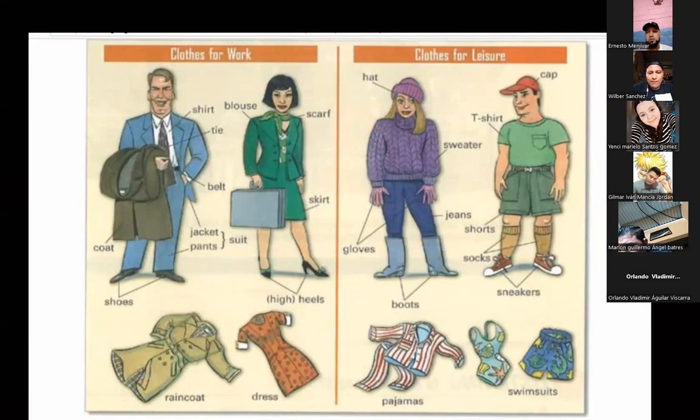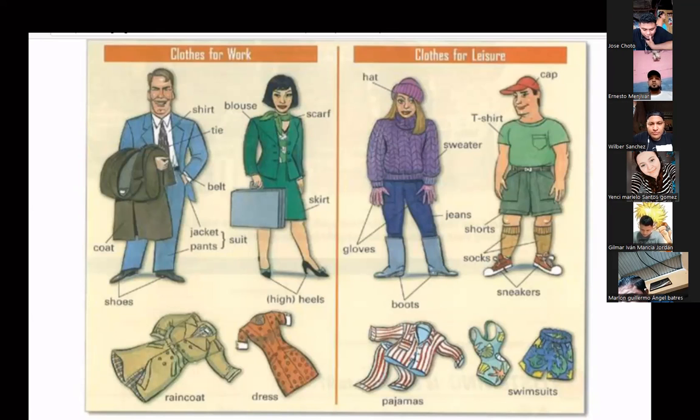Clothes for leisure. Hat. Sweater. Jeans. Gloves. Boots. Cap. T-shirt. Shorts. Socks. Sneakers. Pajamas.